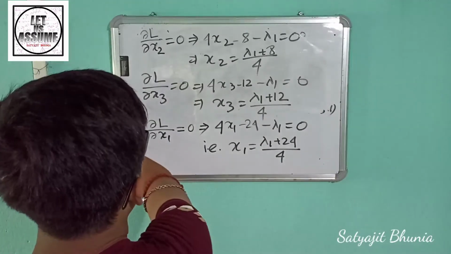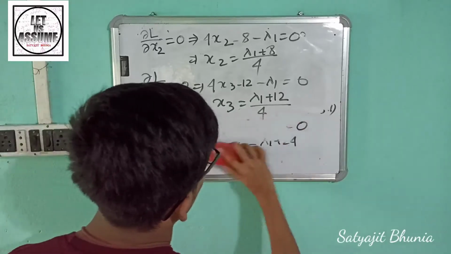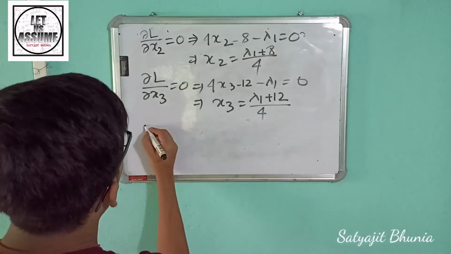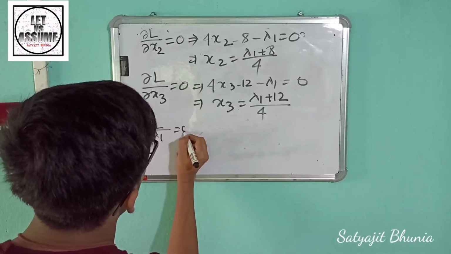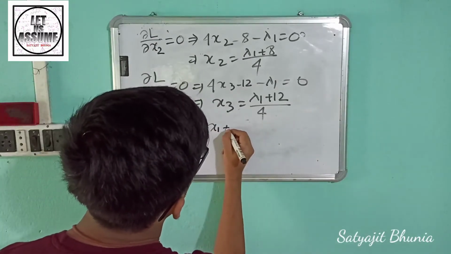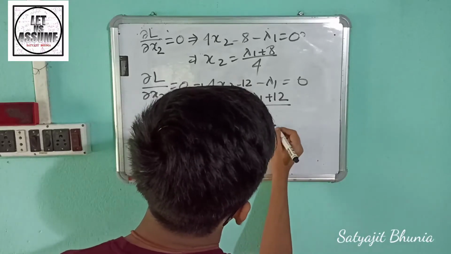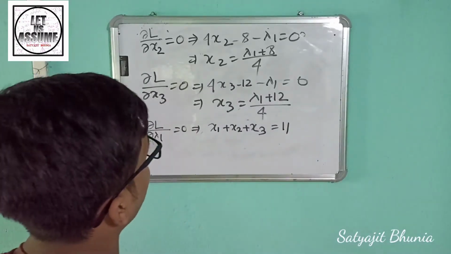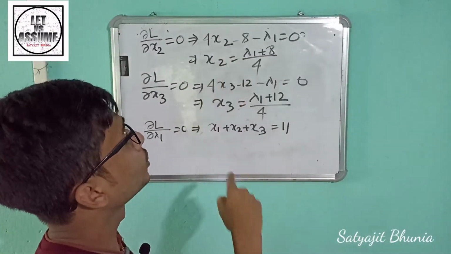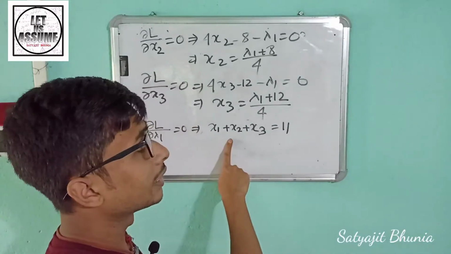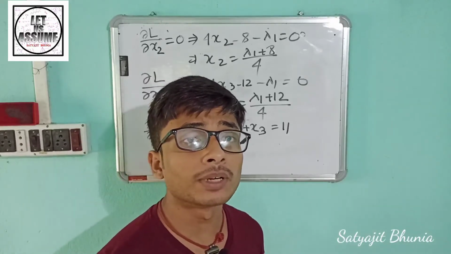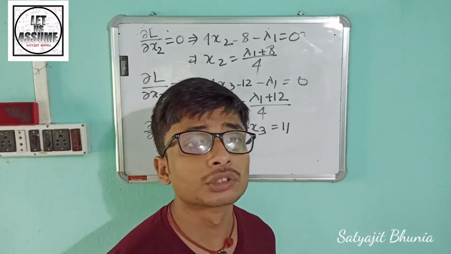Okay, next, another condition: del L by del lambda 1 equals 0 gives the given constraint, that is x1 plus x2 plus x3 equals 11. After putting in all the values of x1, x2 and x3 in this equation, we will get the value of lambda 1, and using this value of lambda 1 we will easily get the values of x1, x2 and x3.